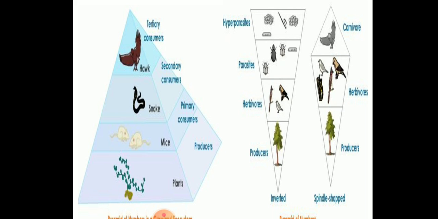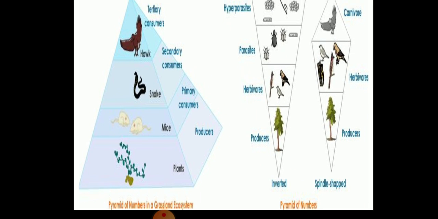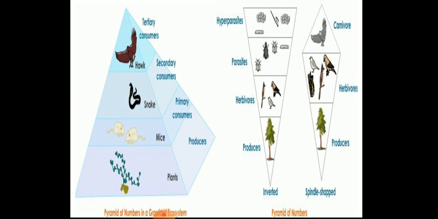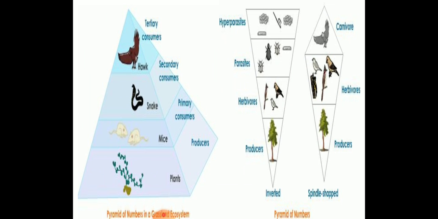But is the pyramid of number upright or inverted? If you take simply any aquatic ecosystem, there will be a plant, and that's the phytoplankton, that is followed by zooplankton, small fishes, and larger fishes.